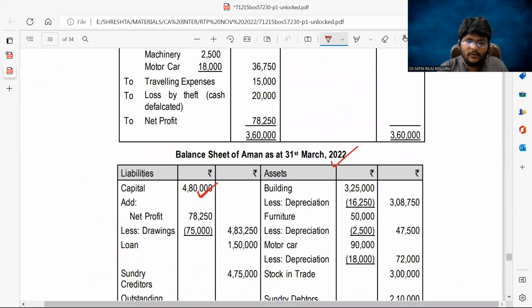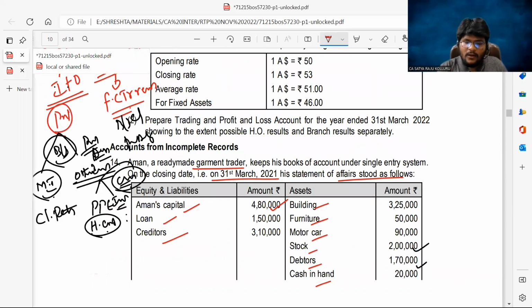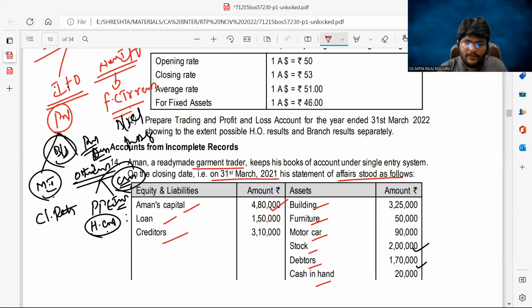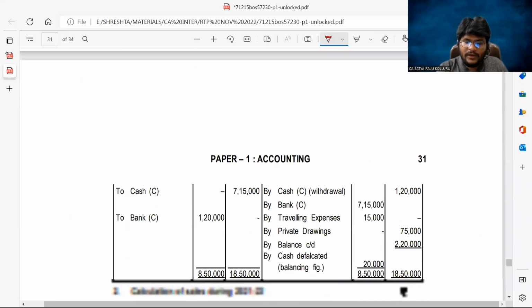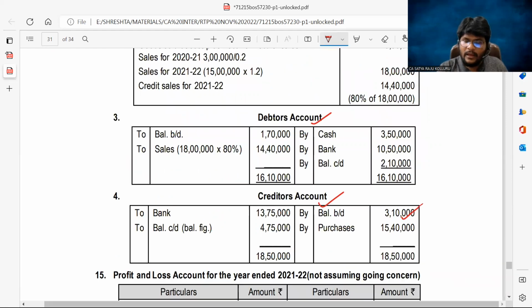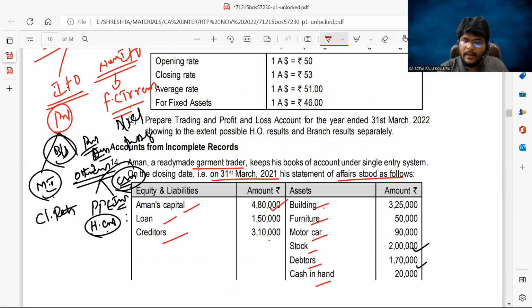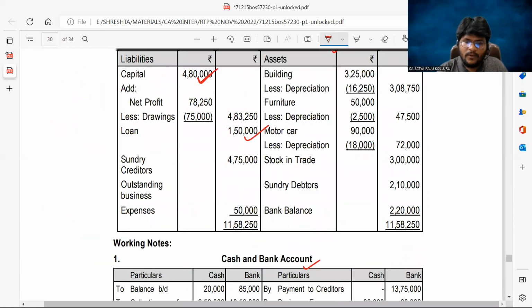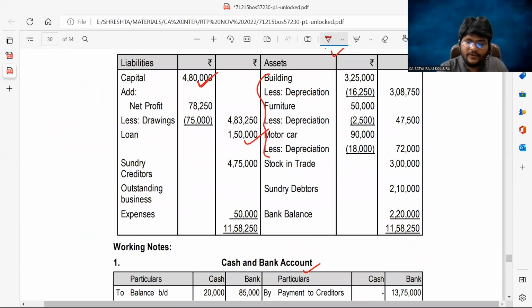You can put 4,80,000. Next, loan 1,50,000, just put loan 1,50,000. Creditors 3,10,000. Don't directly put it in the balance sheet, put it in the working notes. Creditors by balance brought down 3,10,000. Then building, furniture, motor car: these three, after providing depreciation, you can put in the balance sheet.